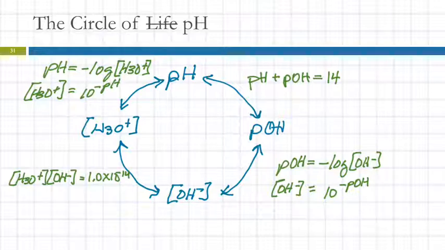Those are relationships that you should memorize, that you should be able to remember. They're not as bad as like the Arrhenius equation or stuff like that. And we use these a lot. So any questions?